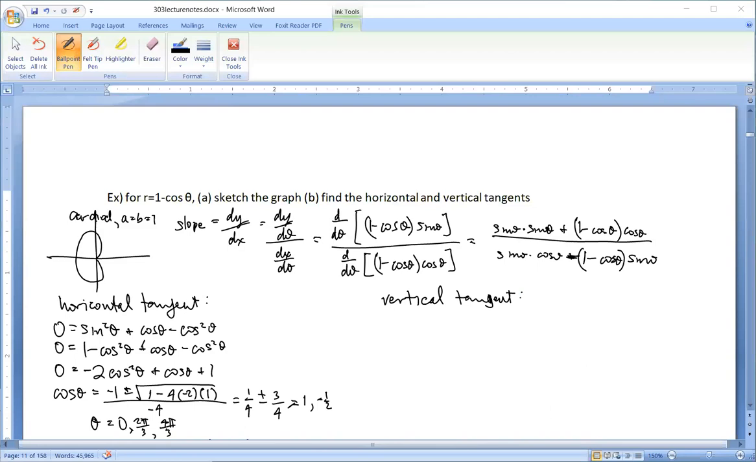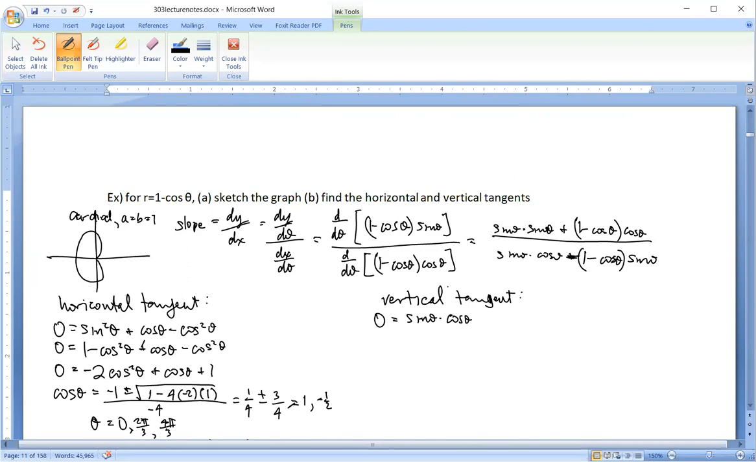So for the vertical tangent, sorry about that. Vertical tangent is going to be a very similar looking calculation. 0 equals the denominator. Sine theta, cosine theta. Then you get a minus sine theta. Then you get a plus sine theta cos theta.